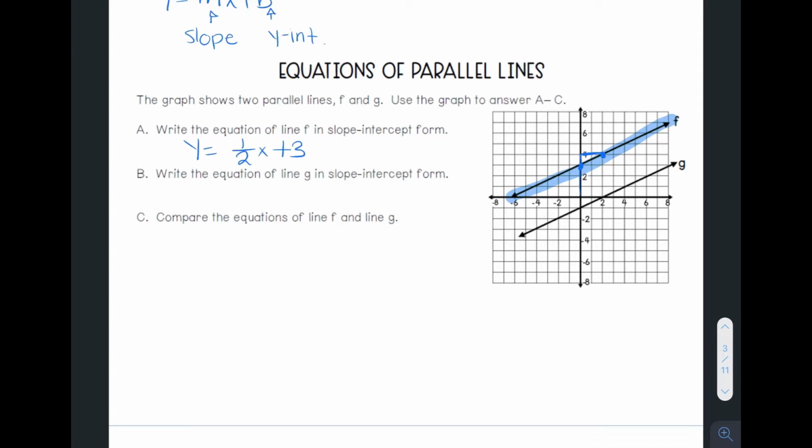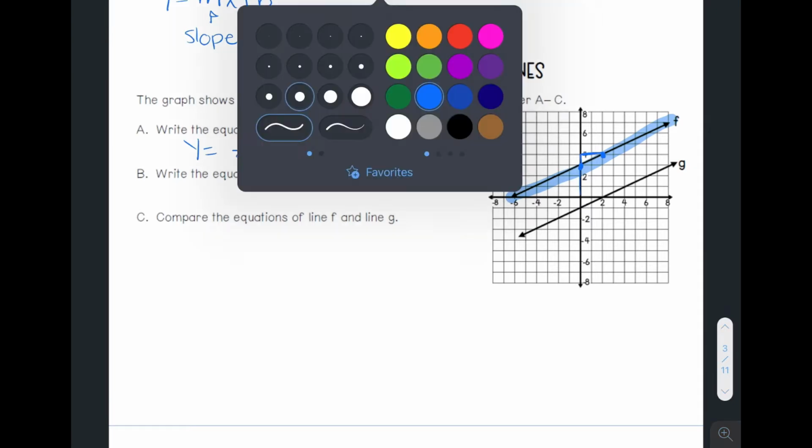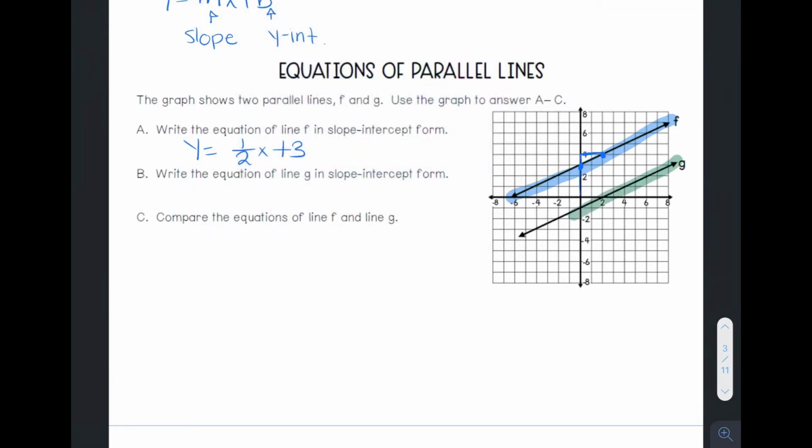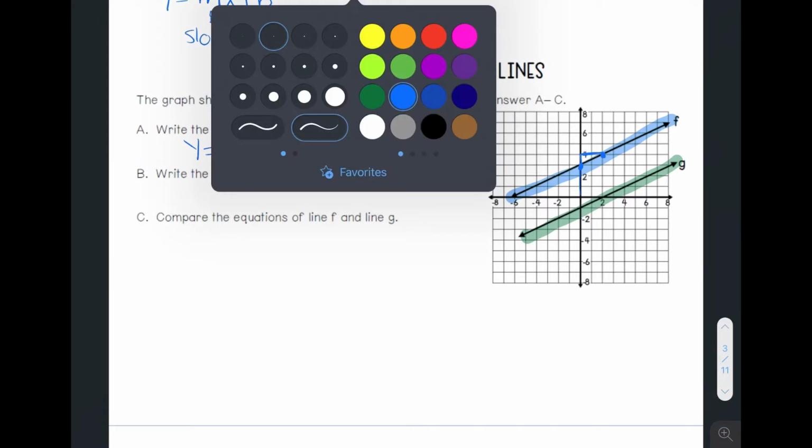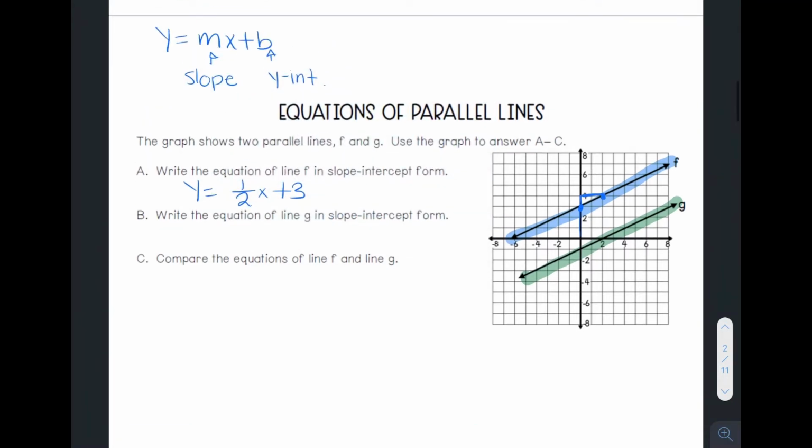Next question says write the equation of line G in slope-intercept form. This is line G. Again, we continue to work with slope-intercept form, which is the form up here. So I'm going to start with y, and I'm going to start with my intercept because, again, I can tell right off by looking at the graph that my intercept is -1, because that's where x equals 0.